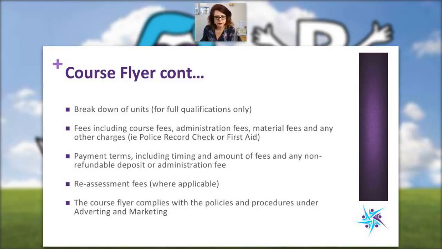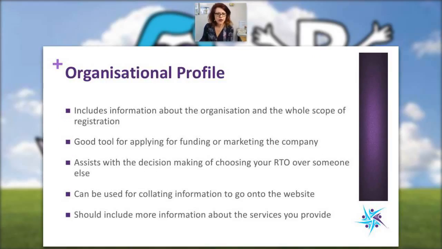So that's a bit of the marketing material there and what should be on your course flyer. This is the organisation profile, which includes information about the organisation and the whole scope of registration. It's a good tool for when you're applying for government funding, or you might be marketing the organisation directly to a company. So it just gives a snapshot of who you are. And as I said, it's really good for when you're first developing your website, because it's the type of information that should be on your website as well.